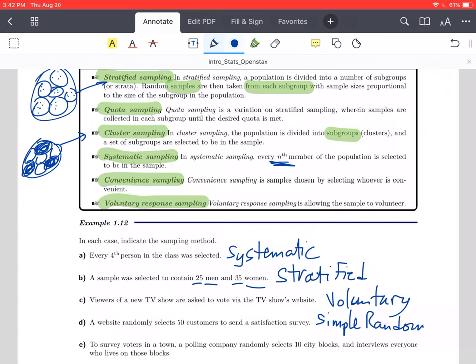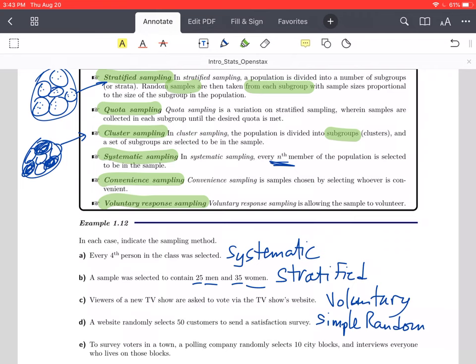So a simple random sample. Because they're not grouping their customers, they're not putting them into clusters, and it's not a systematic sampling where it's every nth customer. It is truly just, they pick 50 customers truly at random to send out the survey to.